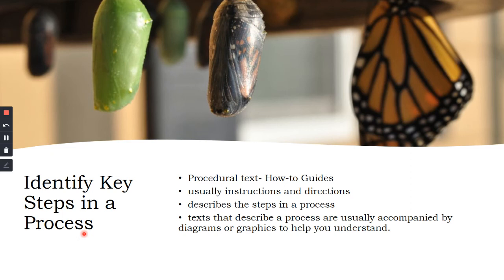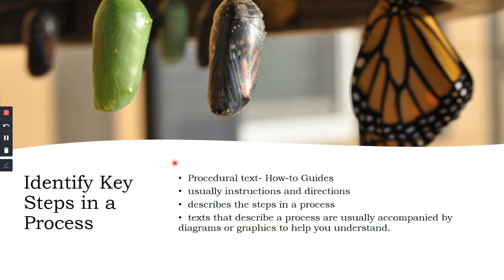These are things like cooking. These are things like mowing the lawn. Gardening is a process. The movement of a butterfly from a caterpillar to a butterfly is a process. We move from the beginning to the end.